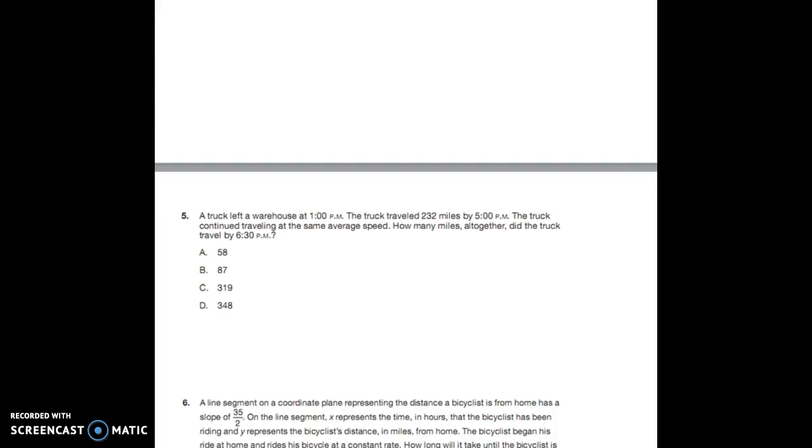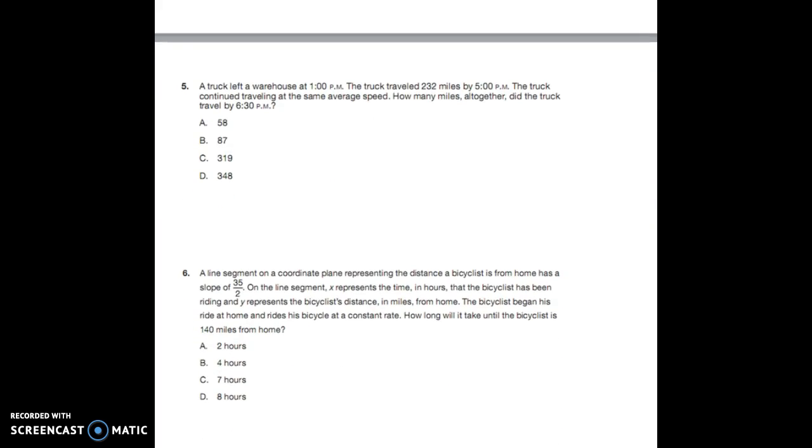Okay, for the next one, we have a truck that left a warehouse at 1 p.m. The truck traveled 232 miles by 5 p.m. The truck continued traveling at the same average speed. How many miles altogether did the truck travel by 6:30 p.m.? A lot of words in there, but there's some things that we need to take care of.